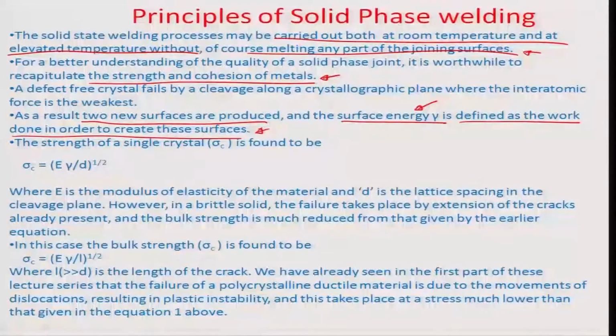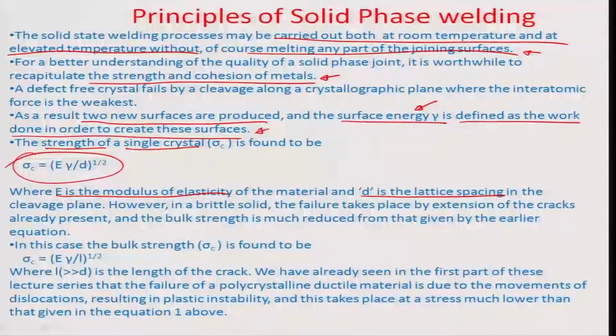So, at a single crystal level, if we wanted to gauge the strength sigma c of such a pair of surfaces created, sigma c happens to be given by (E gamma / d)^(1/2), where E is the modulus of elasticity of the material and d is the lattice spacing. Okay. So, this is actually one lattice spacing. We are talking about crystalline materials, and particularly one lattice spacing in the cleavage plane, that is what is of concern to us.